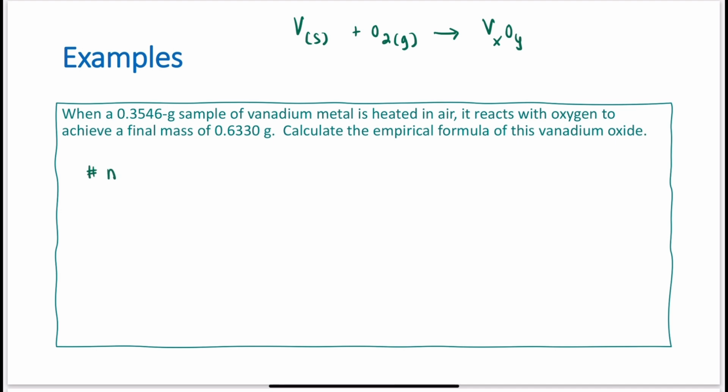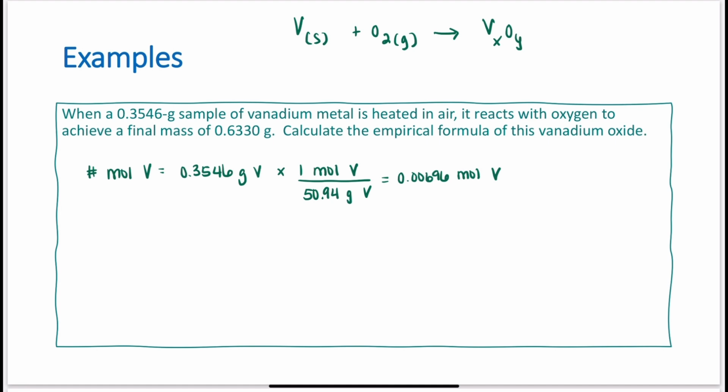What is my number of moles of vanadium here? I'm starting off with a 0.3546 gram sample of vanadium. I look at my periodic table and I see that vanadium has a molar mass of 50.94 grams per mole. This gives me 0.00696 moles of vanadium.